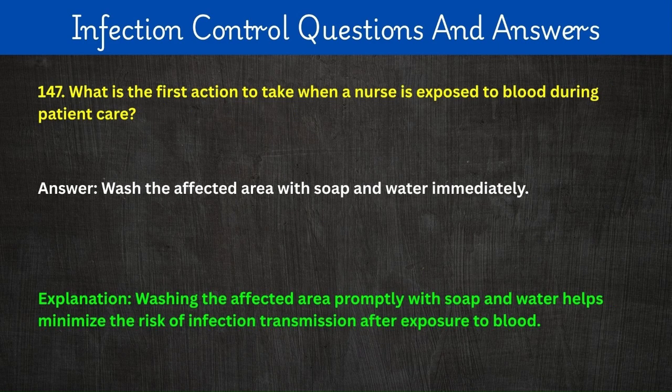147. What is the first action to take when a nurse is exposed to blood during patient care? Answer: wash the affected area with soap and water immediately. Explanation: washing the affected area promptly with soap and water helps minimize the risk of infection transmission after exposure to blood.